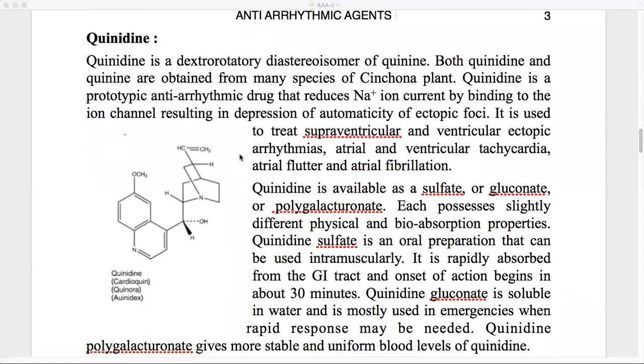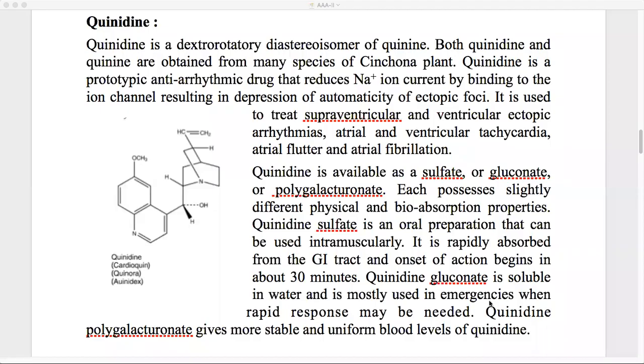Let's see some of the membrane depressant drugs. The first one is quinidine. Quinidine is a dextrorotatory diastereoisomer of quinine. Both quinine and quinidine are obtained from species of the cinchona plant. Quinidine is a prototypic antiarrhythmic drug that reduces the sodium ion current by binding to the sodium ion channel, thereby leading to depression of the automaticity of the ectopic foci.